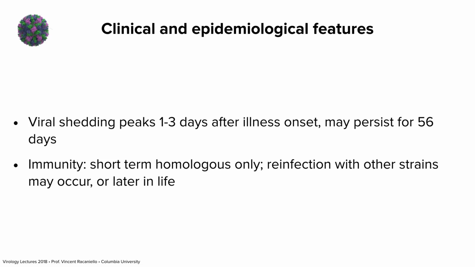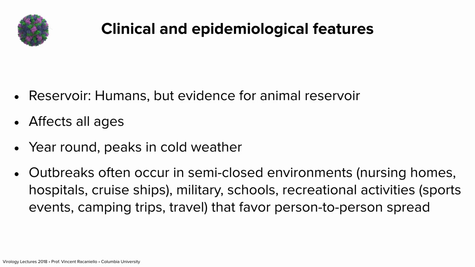There's some issue with immunity here. You don't get immune after infection. It's only short-term immunity. You can be reinfected multiple times in your life. So how that will translate into a vaccine is difficult to parse. Only humans seem to be a reservoir, but there's some evidence that caliciviruses in marine mammals can infect people as well. There's a peak in cold weather.